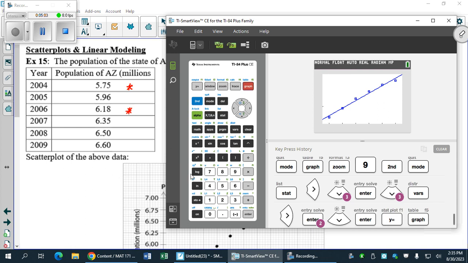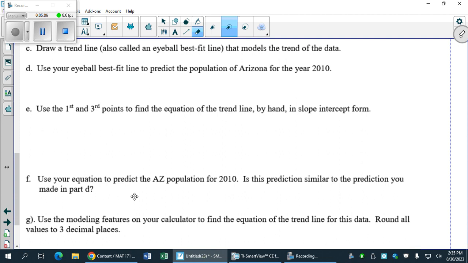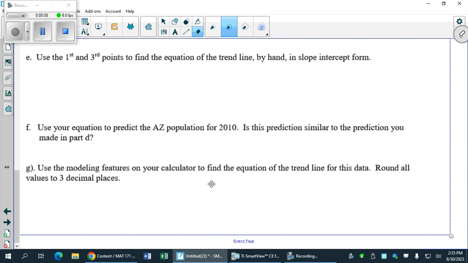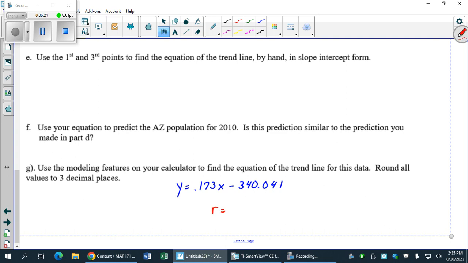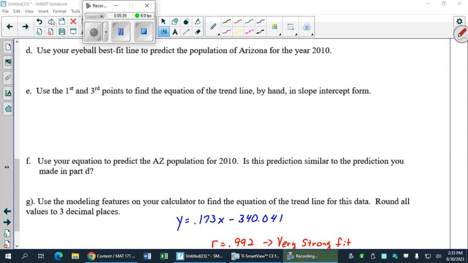I'm going to come down here to our notes, and I'm going to put in our model. It told us to round to 3 decimal places. So if you recall, it was y equals 0.173x minus 340.041. And the R value was 0.992. And hopefully you agree that is very, very close to 1, so this is a very strong fit. Okay. All right, so then I'm going to flip it over to the next page.